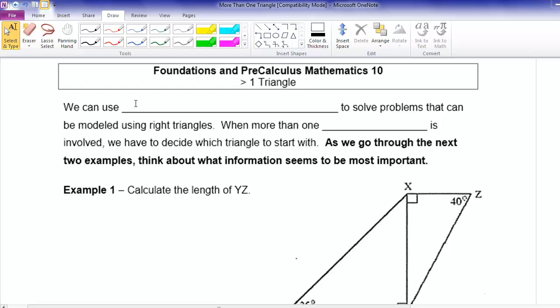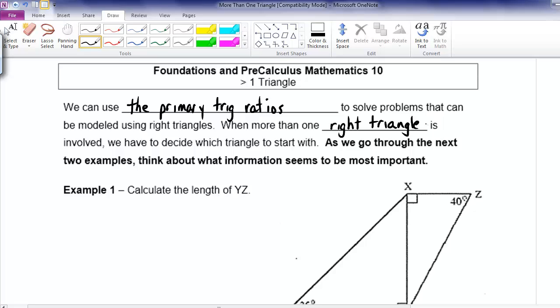Okay, so here we go with our last video on trigonometry. We can use the primary trig ratios, so that's sine, cosine, tangent, to solve problems that can be modeled using right triangles. What we're going to look at today is problems involving more than one right triangle. But again, the idea is going to be the same.